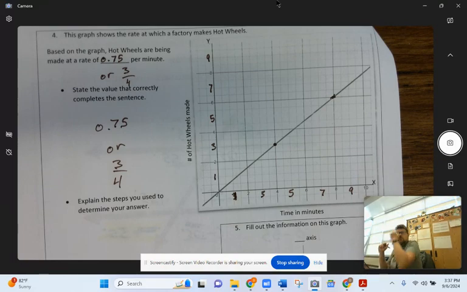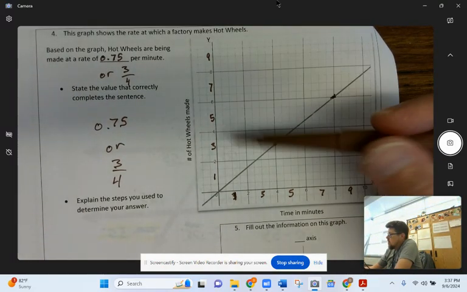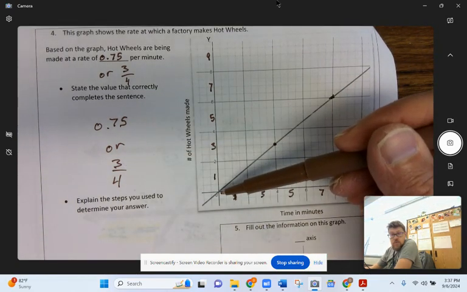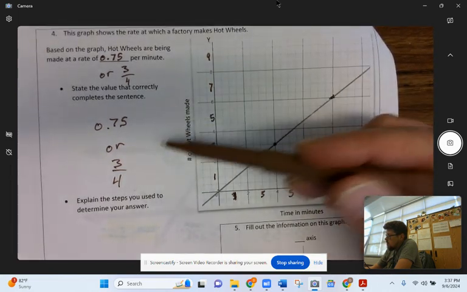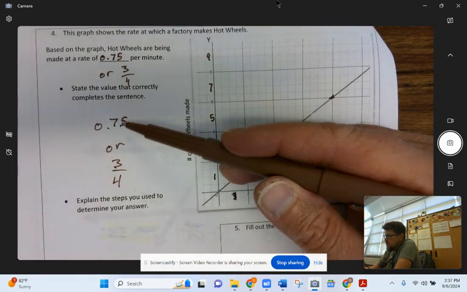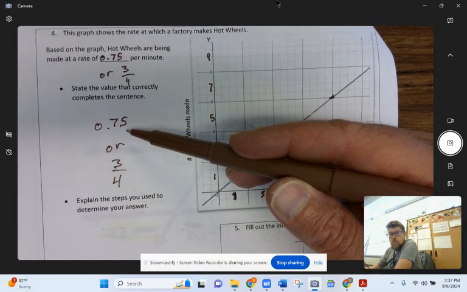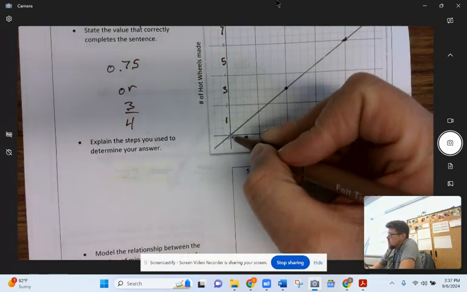If we think about it in terms of what we learned in 7th grade with Miss Sugarman, this would be the constant of proportionality, because this is a proportional relationship. It starts at 0, 0, and then goes up at a constant rate, or the unit rate, right? So it's basically saying that 0.75 Hot Wheels are being made in 1 minute. Okay, so you could say explain the steps used to get your answer.